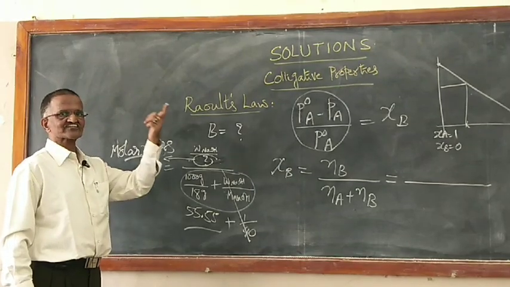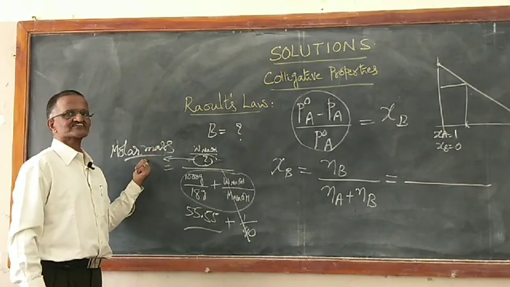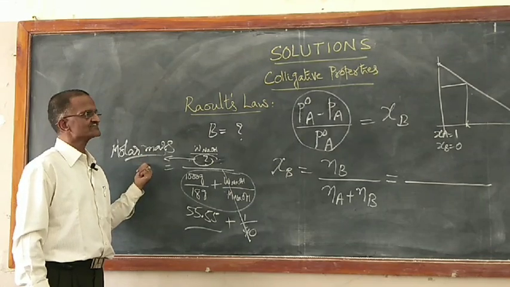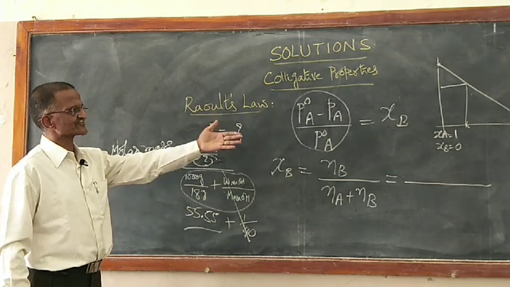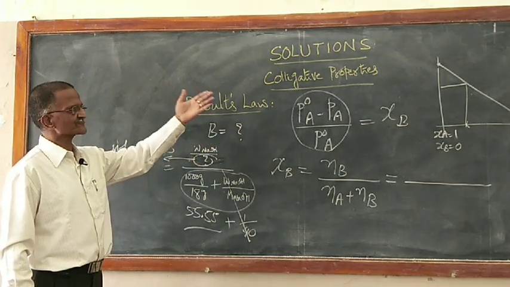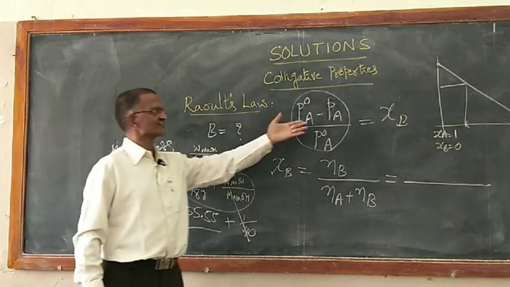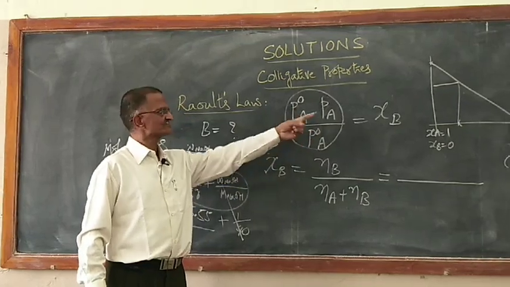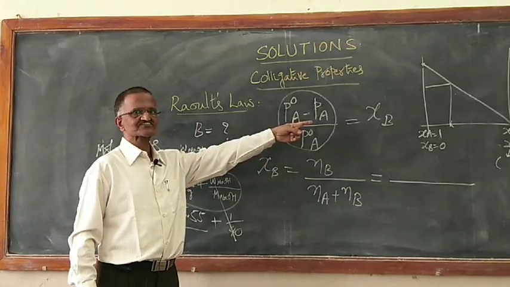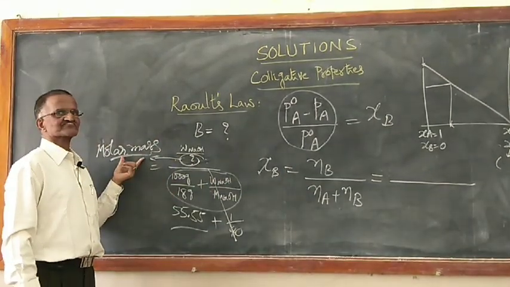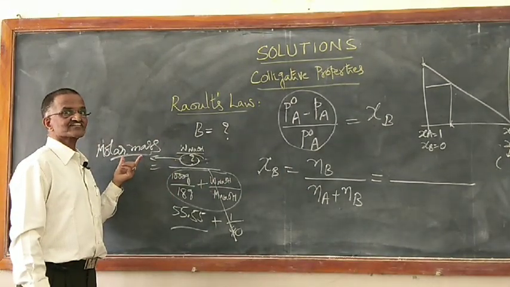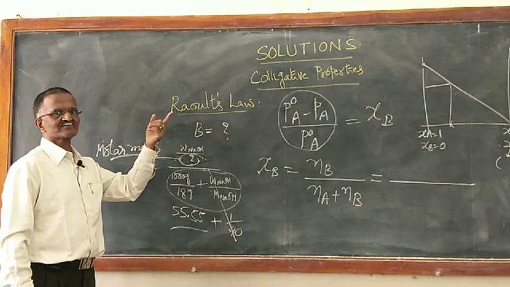So to arrive at the molecular formula, I should know the molar mass. Who will give this molar mass? Colligative property will tell me. So prepare a solution, find out their vapor pressures, find out the relative lowering in vapor pressures. The relation is there, XB, calculate, then arrive at the molar mass. So that is the use of colligative property.